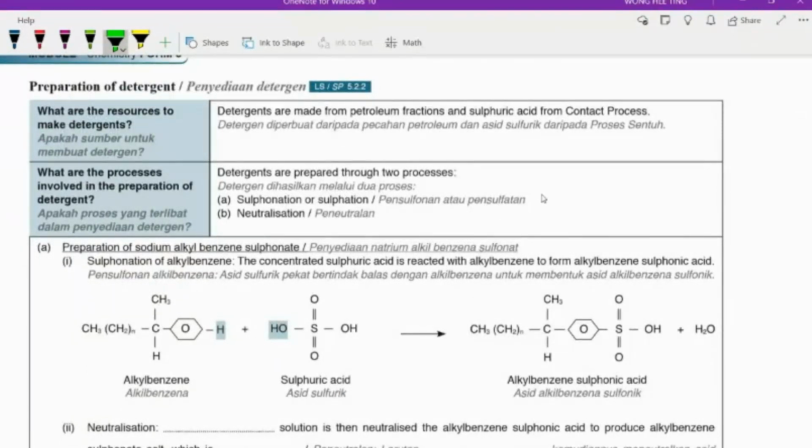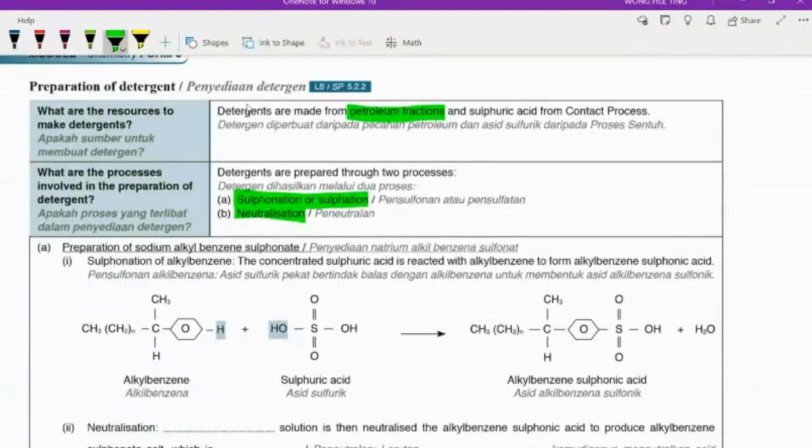Now preparation of the detergent is not that popular; saponification is more popular. So what are the resources to make the detergent? It is made from the petroleum fraction, and the sulfuric acid from the contact process. What are the processes involved? Sulfonation or sulfation, and another one is neutralization. Two processes: sulfonation and then neutralization.